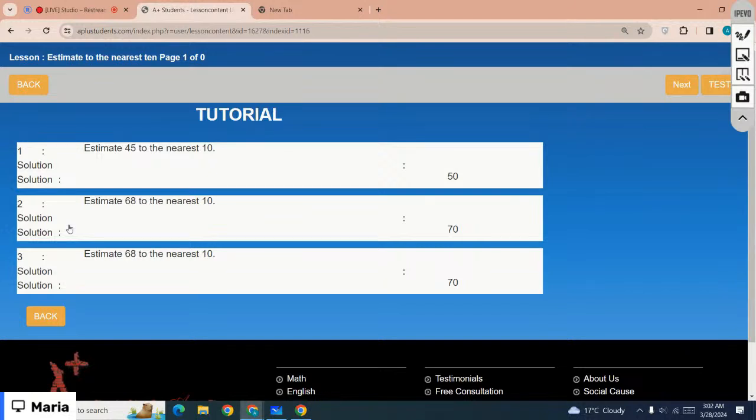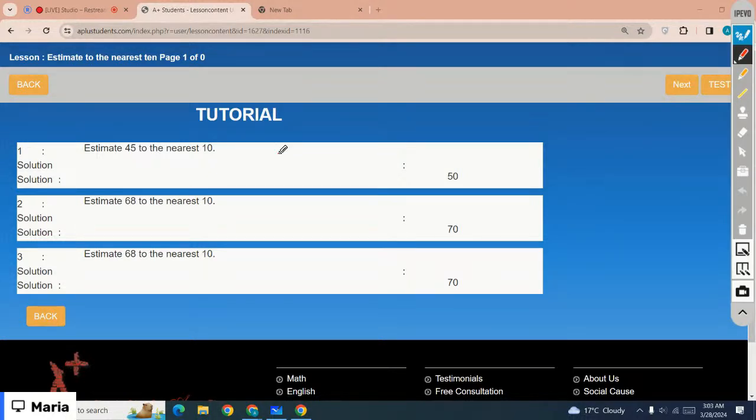Estimate 45 to the nearest 10. So basically, how do we estimate? For example, you are given 45, right? 45 is between two tens, 40 and 50. Exactly the halfway is 45. Whenever the number is exactly the halfway or more than the halfway, then you can round up. And if the number is less than the halfway, you can round the number down.